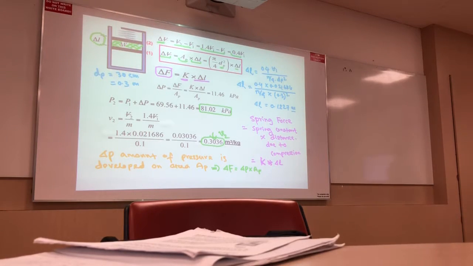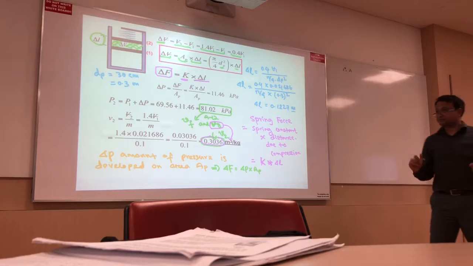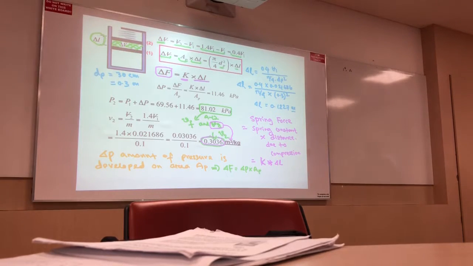So this one, at 81.02 kilopascal, you have to go to table A12, right? You have to go to table A12 and you can find Vf and Vg. Then you have to compare this Vg with this value. Compare, right? Then you can find this is superheated vapor. Okay, don't forget. So I am going to the next slide.